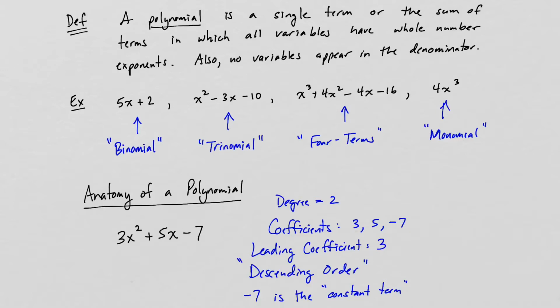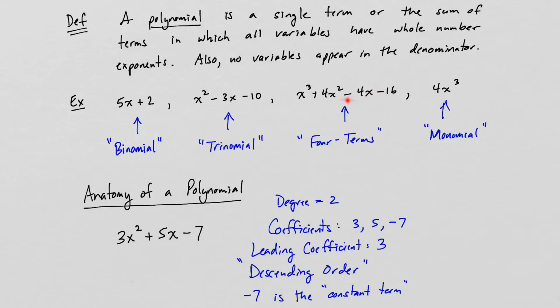So our first example of a polynomial here is 5x plus 2. So 5x by itself is a term and 2 by itself is a term. And this polynomial has two terms and is referred to as a binomial. So the word binomial means a polynomial with two terms. The next example, x squared minus 3x minus 10. This is a three-term polynomial, which we call a trinomial.